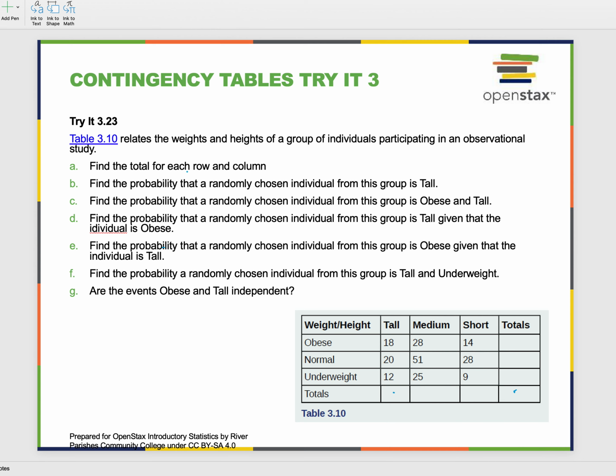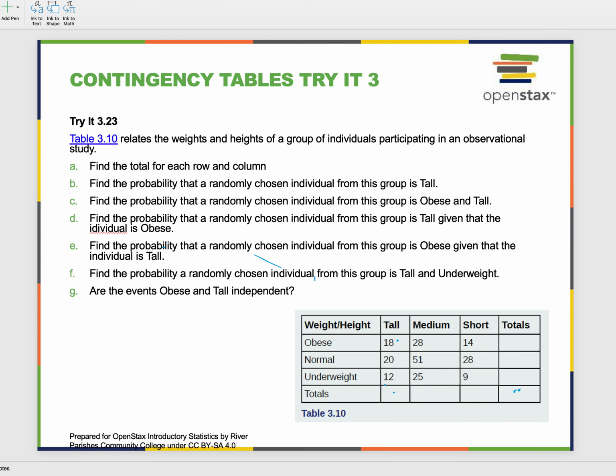Find the probability that an individual from this group is tall. Find the probability that a randomly chosen individual is obese and tall. It means it has to be both, which means it's the whole group. Obese and tall is, now we're talking about this 18 right here divided by that total. Individual is tall given that they're obese. Now we're restricted to this column. Find the probability that a chosen individual from the group is obese given that the individual is tall.